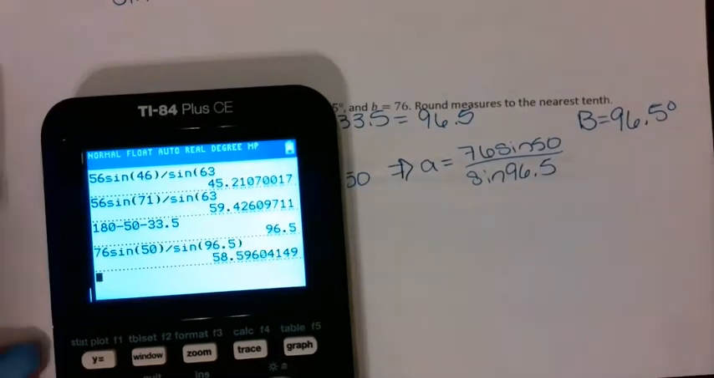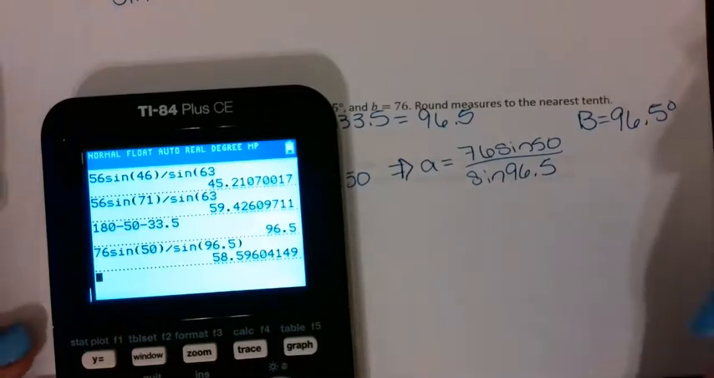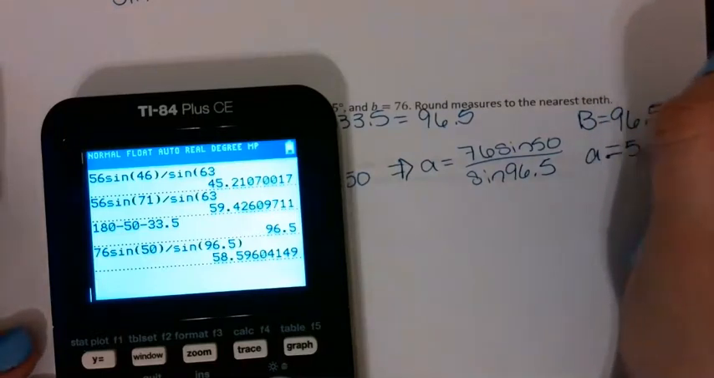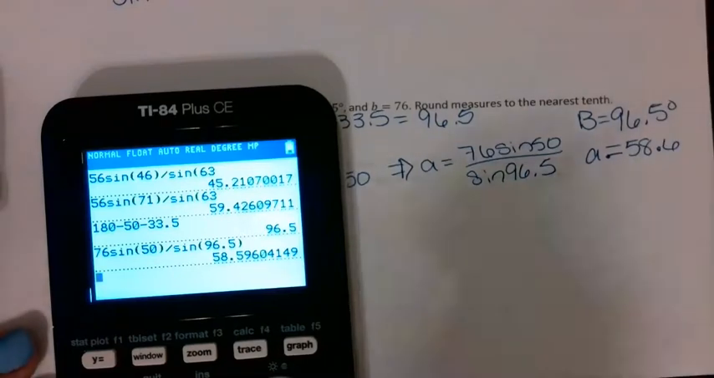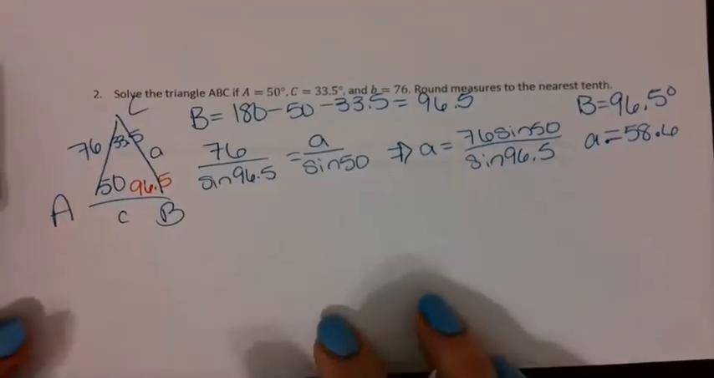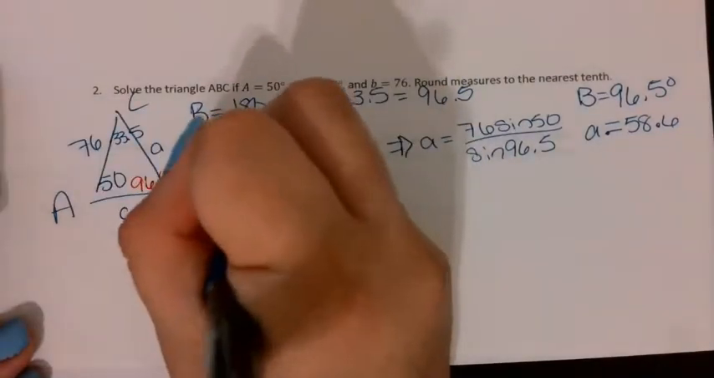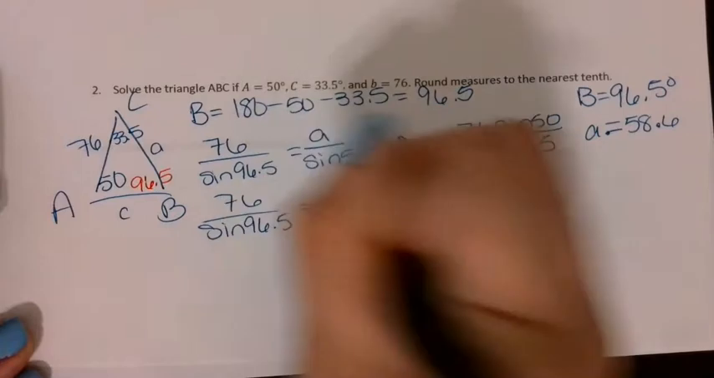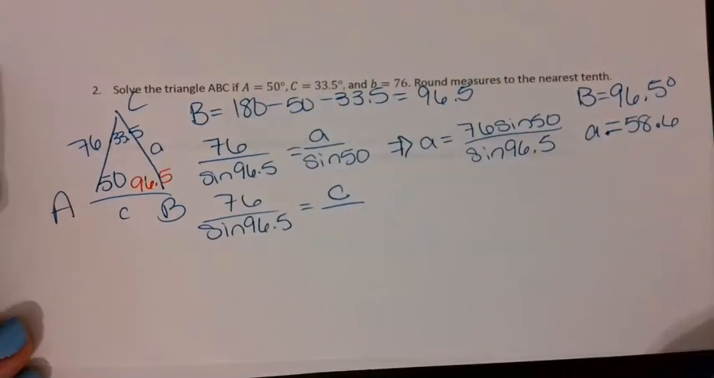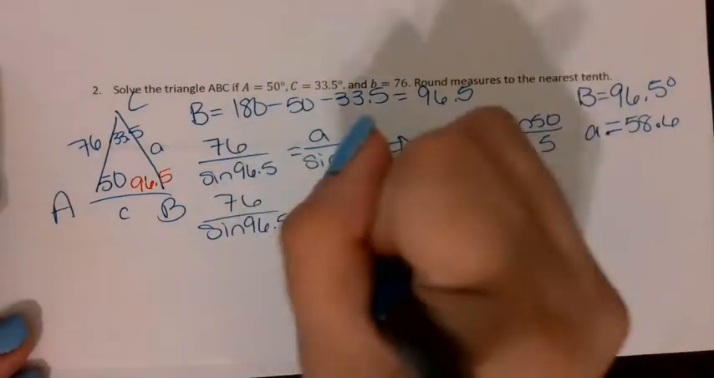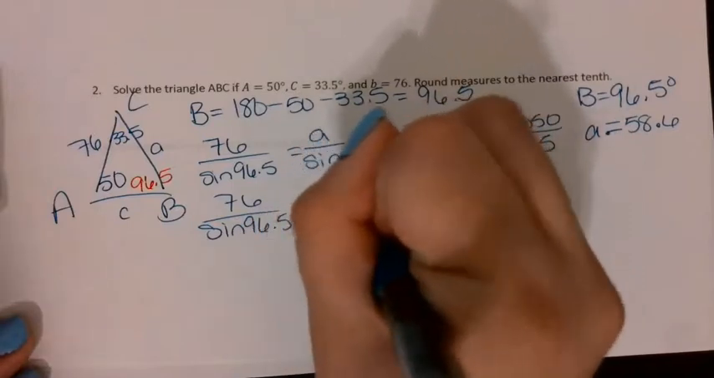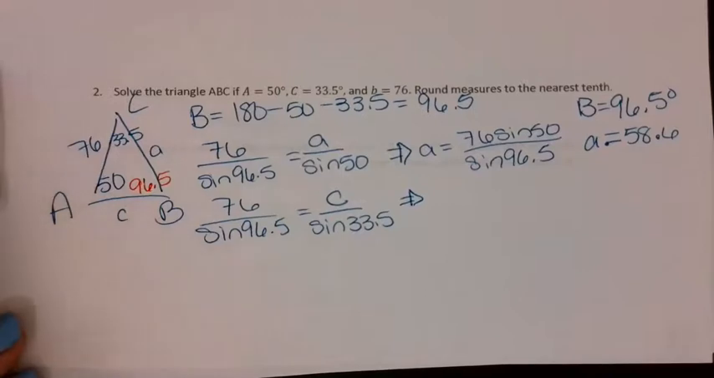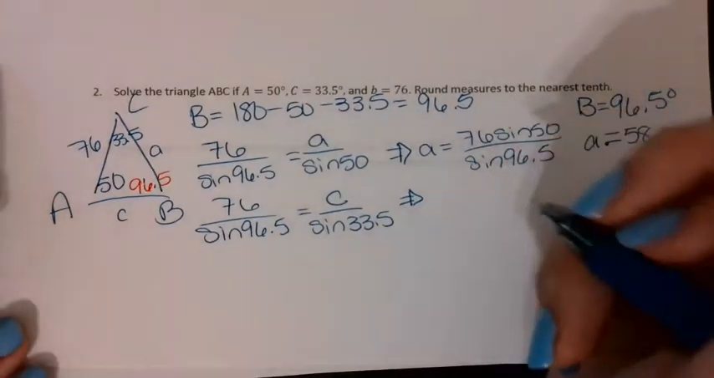And I get, this one wants me to round to the nearest tenth, 58.6. This is a side length, so no degree. Okay. Then I'm going to do the same thing for the C value for my side length. I have 76 over sine of 96.5 again. This time it's going to be C, and my sine of C was 33.5.